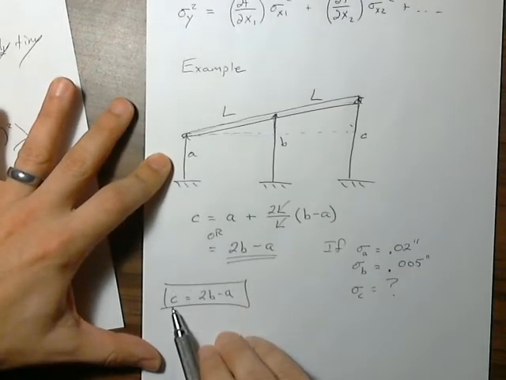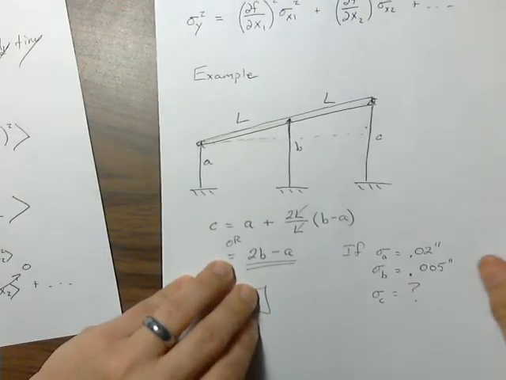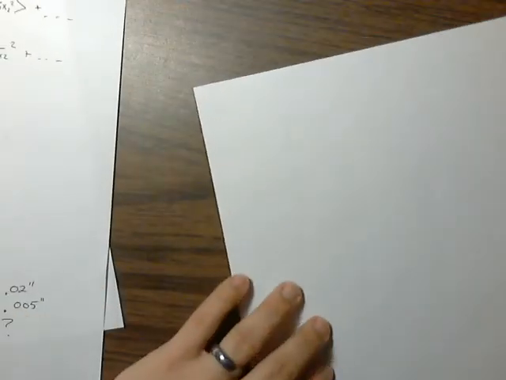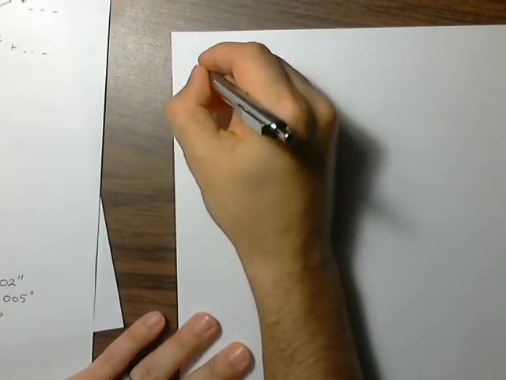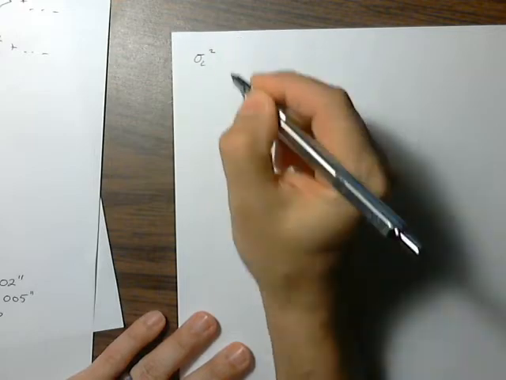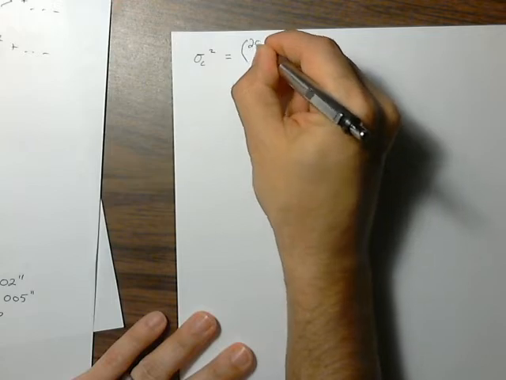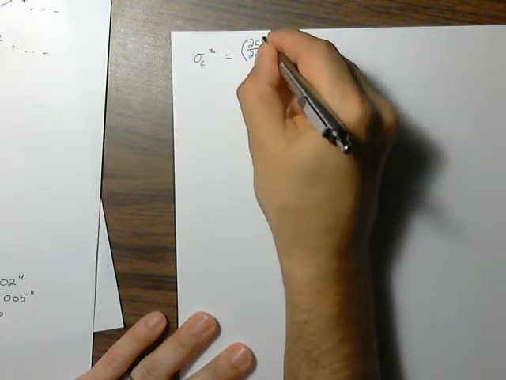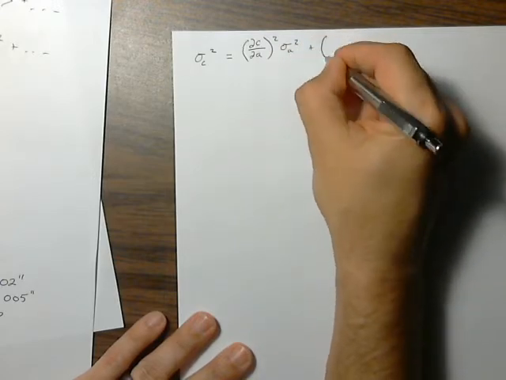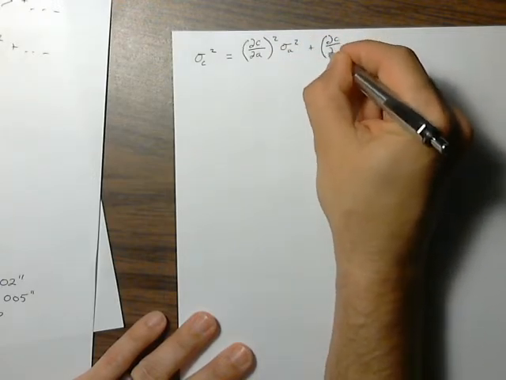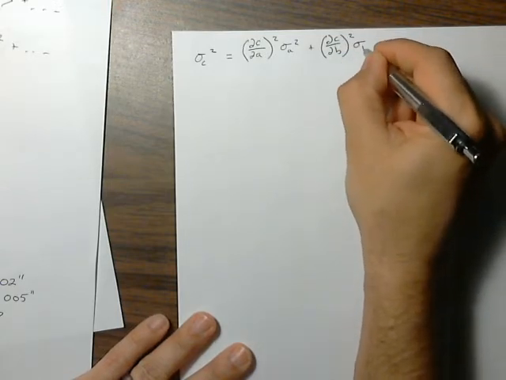How do we figure out the standard deviation of C from the standard deviations of A and B? Well, here we go. The answer is we don't do it with standard deviations, we do it with variances. So the variance of C is equal to the partial derivative of C with respect to A squared times the variance of A, plus the partial derivative of C with respect to B squared times the variance of B.